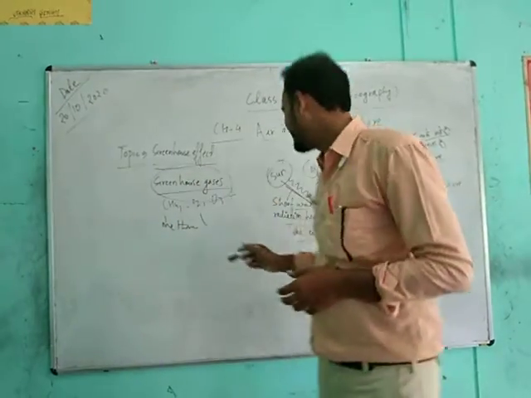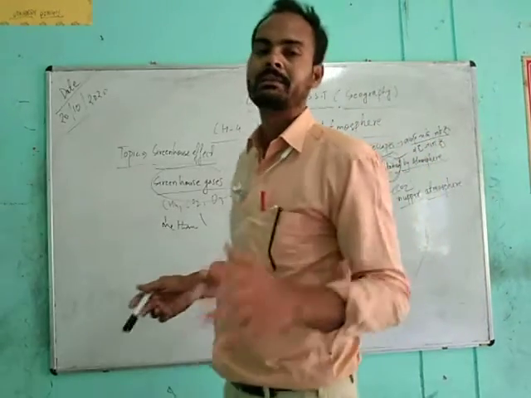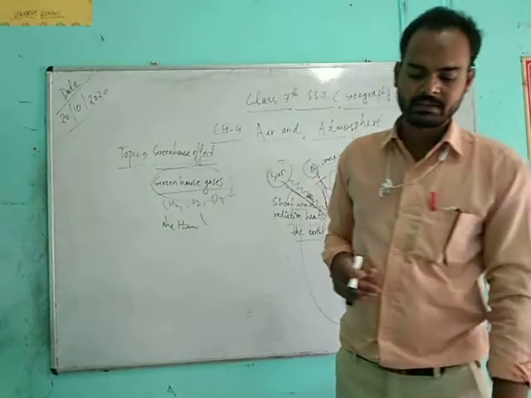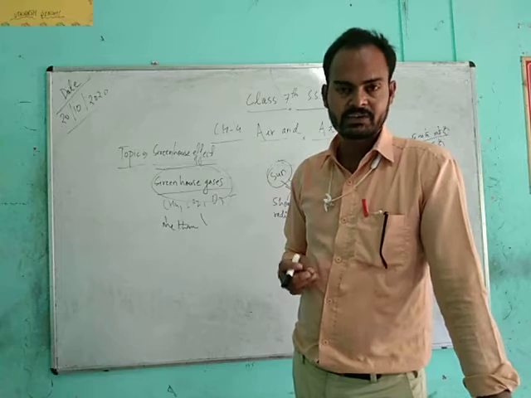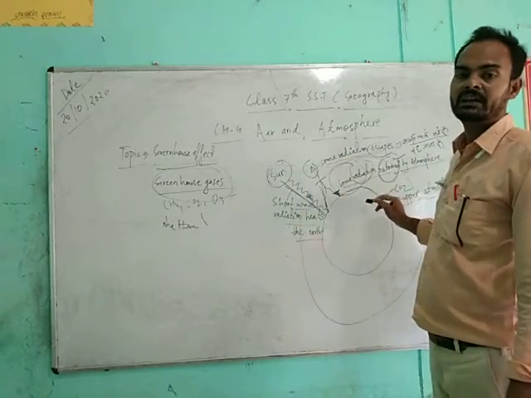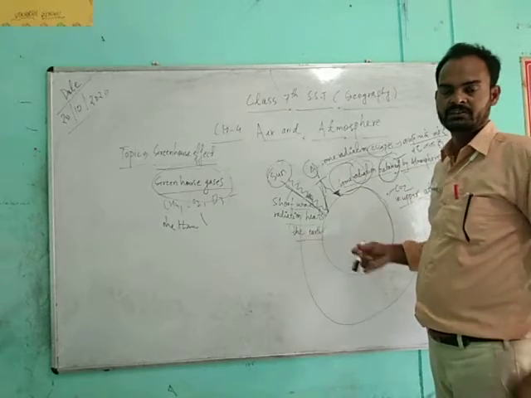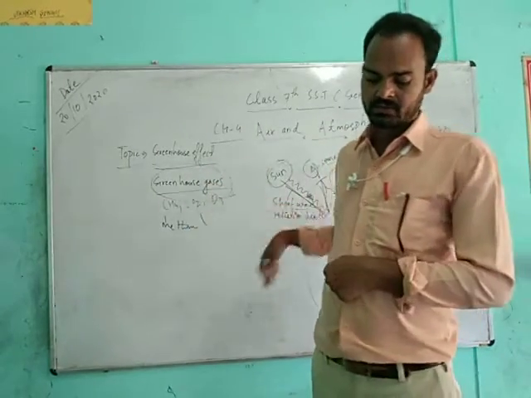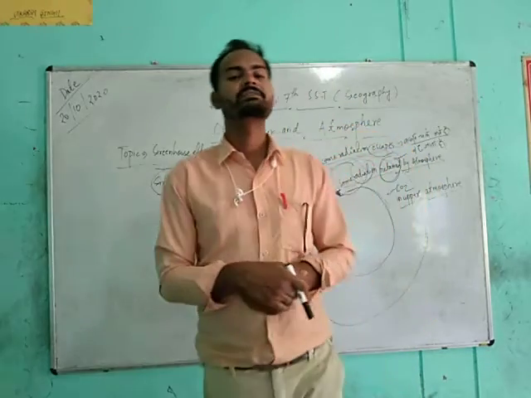So if the carbon dioxide in the atmosphere increases more, at that time the heat radiation will be trapped more. The increased level of carbon dioxide has led to increased absorption of heat. So when the carbon dioxide in the atmosphere increases, the trapping and absorption of heat will be more. This has caused a gradual rise in global temperatures known as global warming.